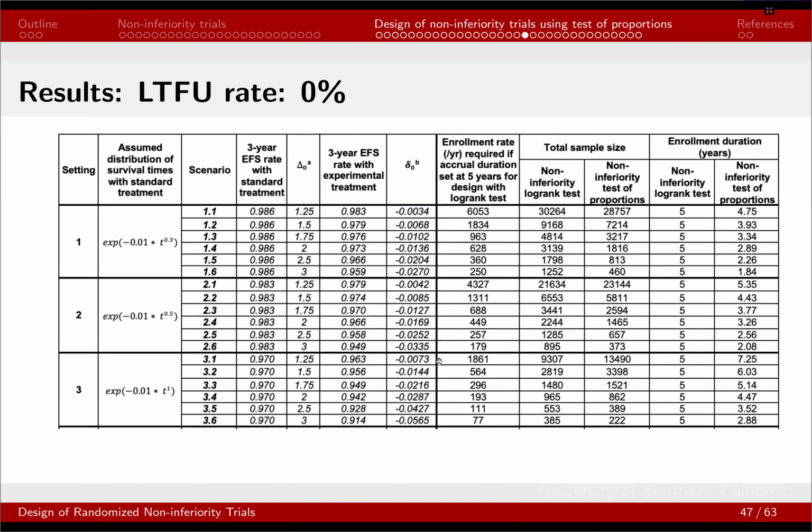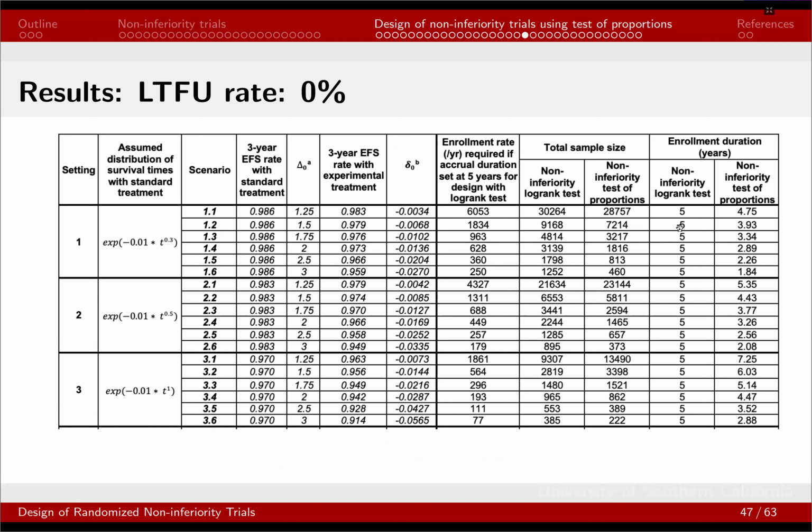This table presents the same results, except that it gives more detailed scenarios. Let's look at scenario 1.2 here. The control arm EFS rate is 98.6% at 3 years. If we use the hazard ratio margin of 1.5, that leads to a 97.9% 3-year EFS rate in the experimental arm. Then the non-inferiority margin for tested proportions will be 0.68%, less than 1% basically.